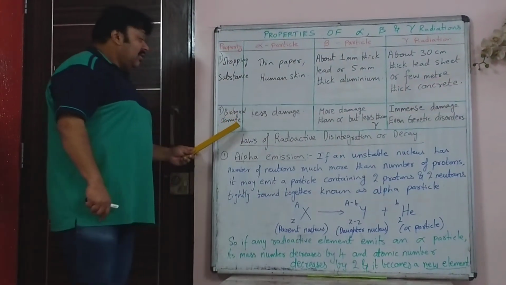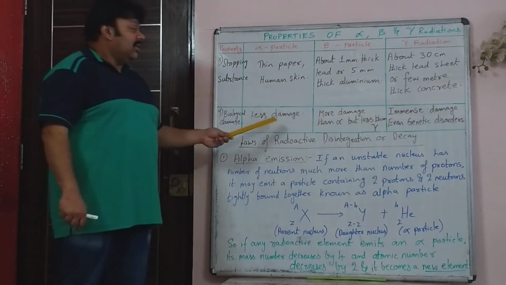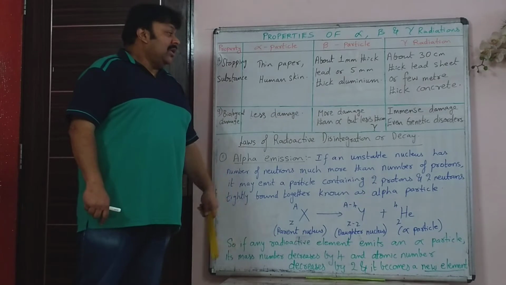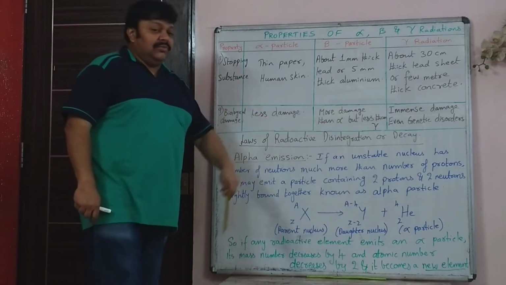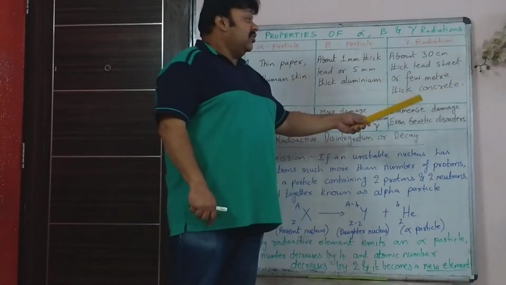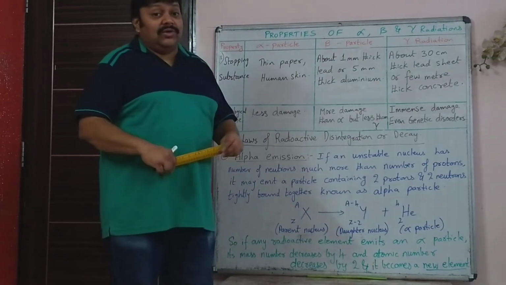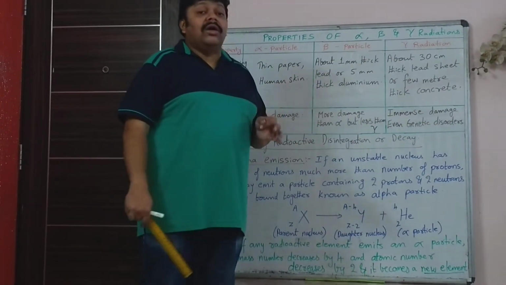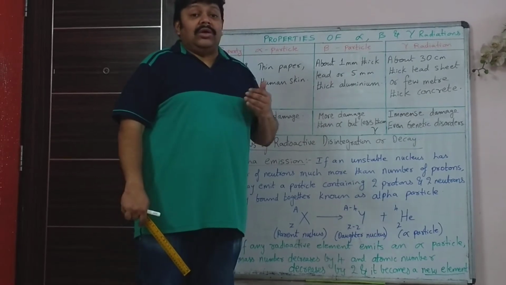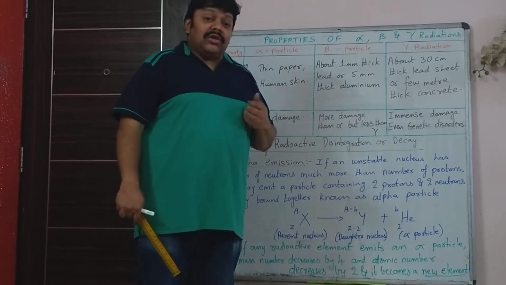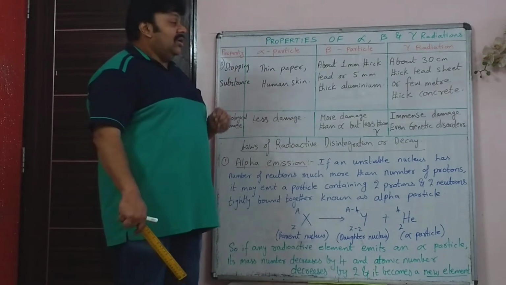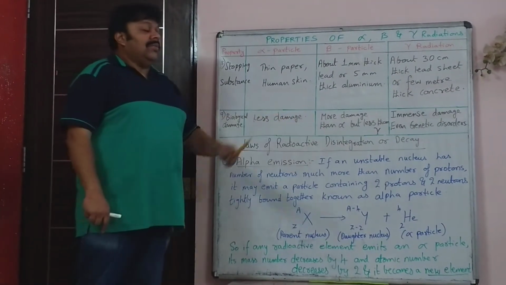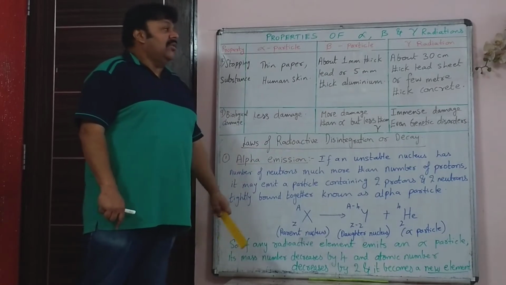So biological damage is least by alpha particles. It is more in the case of beta particles, but it is less than gamma. And gamma radiations cause immense damage. Why? Because first of all, it is high energy, and second, it has very high penetrating power. So it can easily penetrate through human skin and bone also. So it can damage and cause genetic disorders. So maximum biological damage is by gamma.